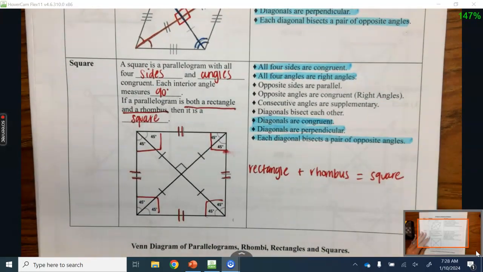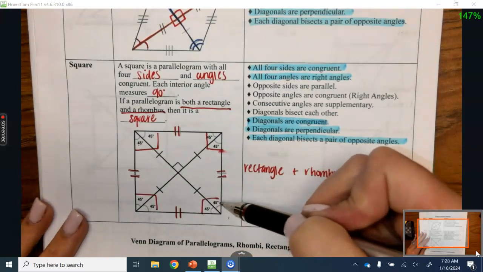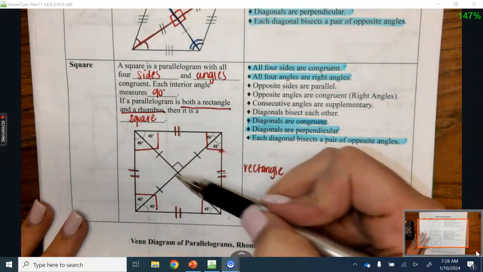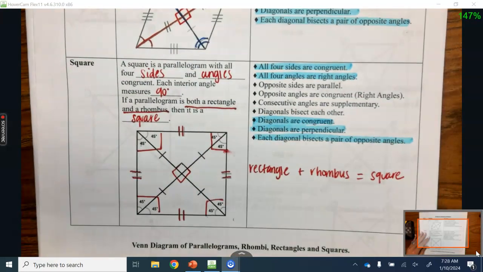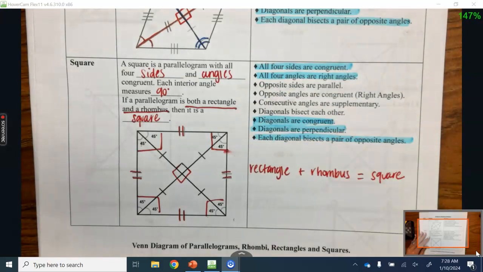Okay, and squares are typically easier, right? Because everything is going to be equal. All four sides are equal. Diagonals are equal. Here are four right angles right here. Okay, so kind of like an equilateral triangle, this is a regular quadrilateral, right? The square. All angles and sides are congruent.